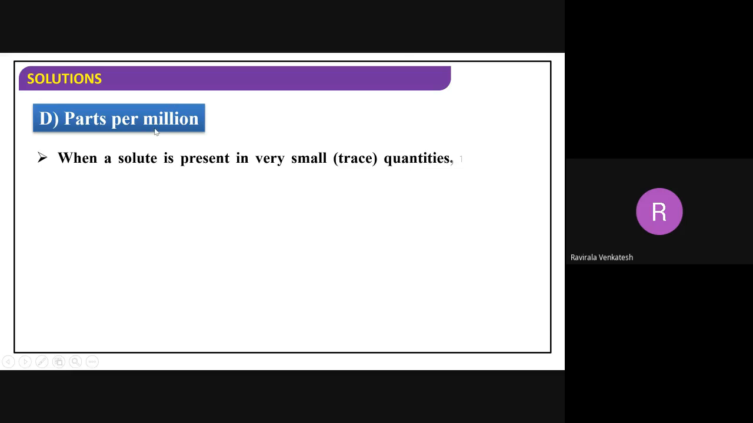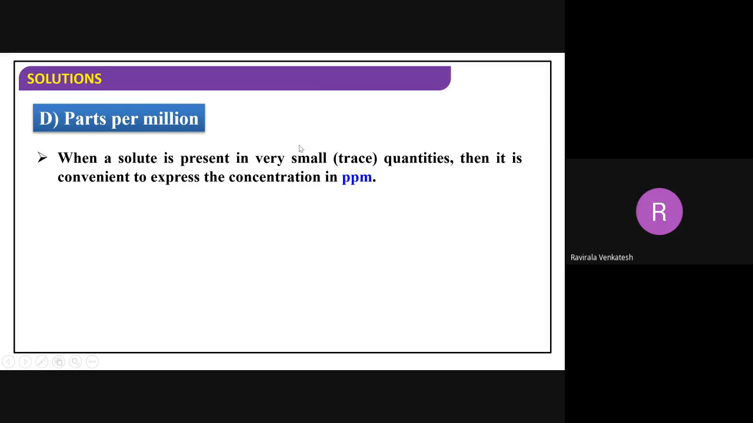Last we'll see parts per million. The number of solute particles is very less now. In that case, we'll take ppm. When solute particles are very less, almost negligible quantities, traces, then we can take ppm, parts per million. How many parts of solute are present in 1 million parts of solution? 10 lakh parts of solution.